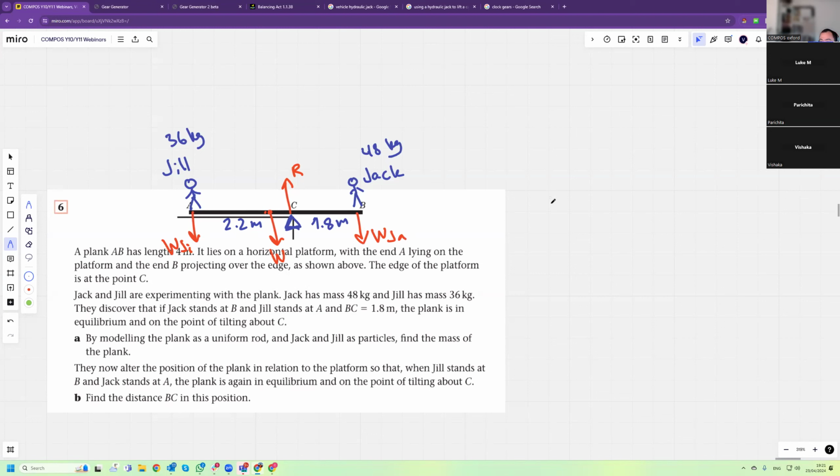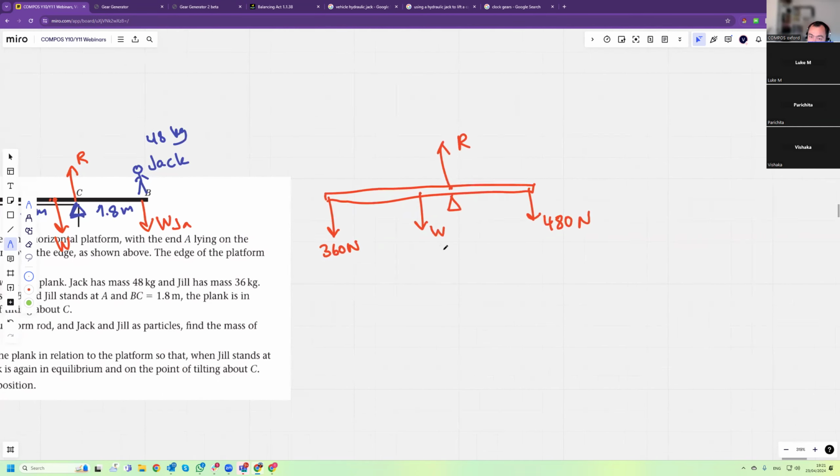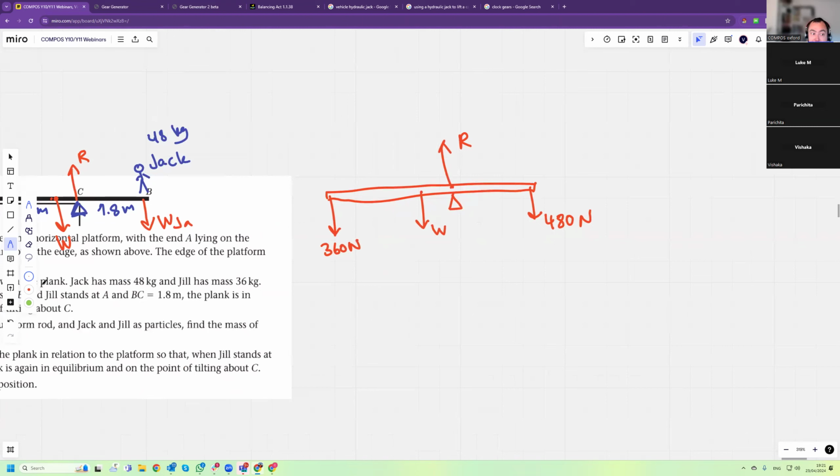Now if we draw the plank, this is the pivot, this is the weight of the plank. This is Jack. This is 480 newtons. This is Jill, which is 360 newtons. And there's a normal reaction force here, which we don't know. We could work it out potentially.